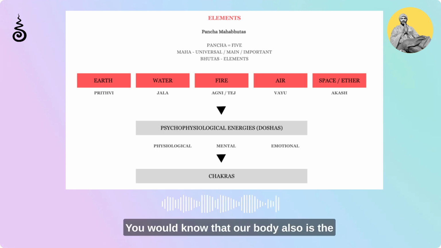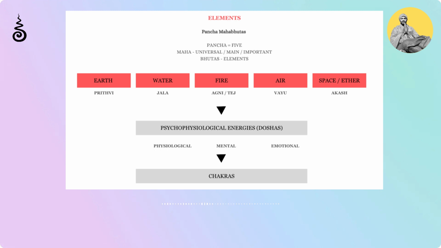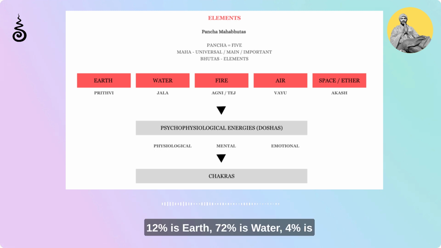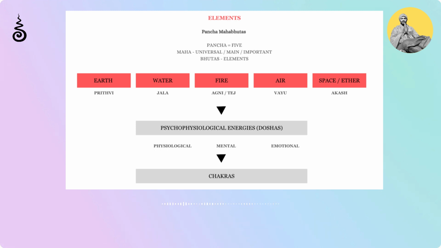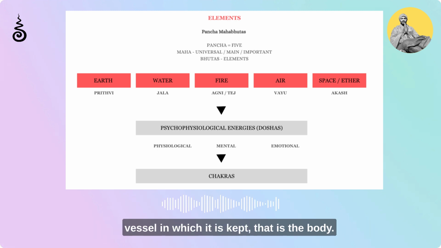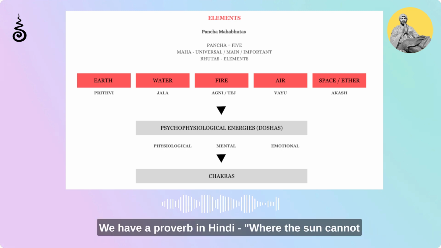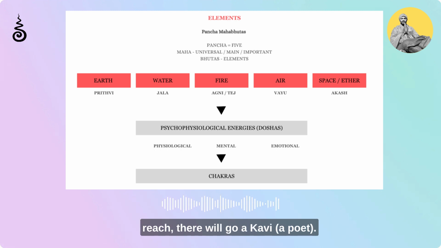You would know that our body also is the product of these five elements in different proportions. 12% is earth, 72% is water, 4% is fire, 6% air, and the rest is ether. As long as you're alive, your consciousness is limited by the vessel in which it is kept, that is the body. And since the body is made up of the five elements, your consciousness is limited by those very five elements. We have a proverb in Hindi: where the sun cannot reach, there will go a kavi, which is a poet.